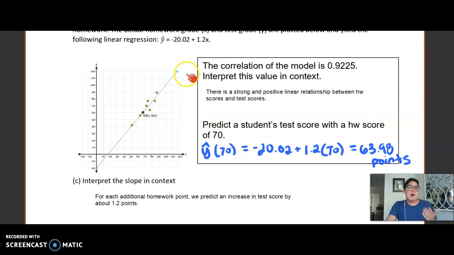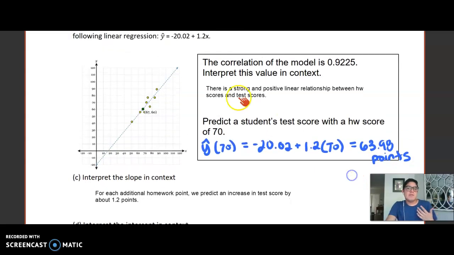Next up, I'll use my model here to predict a test score. So if I use my model and I substitute in a homework score of 70 points, I'll predict a test score of about 63.98 points using our LSRL here. Now our slope of the model, this is the rate of change, this is attached to our explanatory variable. So for each additional homework point, I'm going to predict an increase in test scores by about 1.2 points.